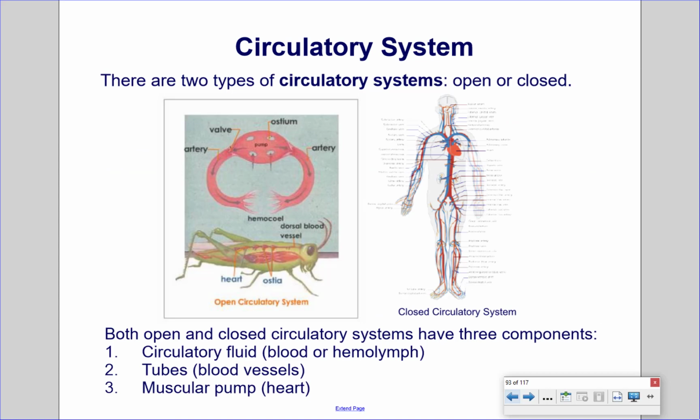Circulatory system. There are two types of circulatory systems, open or closed. Both open and closed circulatory systems have three components. 1. Circulatory fluid, blood or hemolymph. 2. Tubes, blood vessels. And 3. A muscular pump, or a heart. In some simple animals, these hearts are actually just thick blood vessels that act like a heart. They contract like a heart.